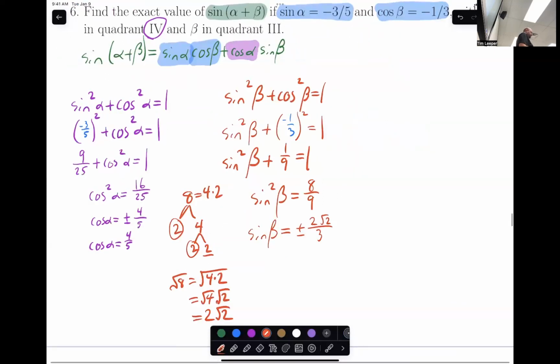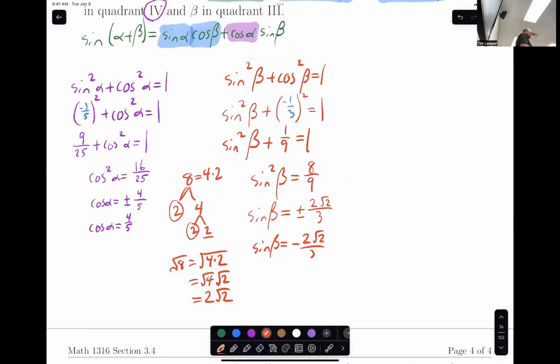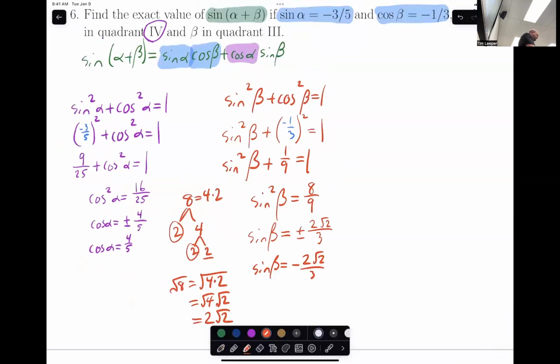Now, at this point we need to ask, is this going to be positive or negative? Well, if you look up here, beta is in quadrant 3. Now we're looking at sine. Is sine positive or negative in quadrant 3? It's negative. So it means that sine beta is equal to negative 2 root 2 all over 3. Good deal. So now I also know sine beta. After I know all that, I can then go figure out what is sine of alpha plus beta.